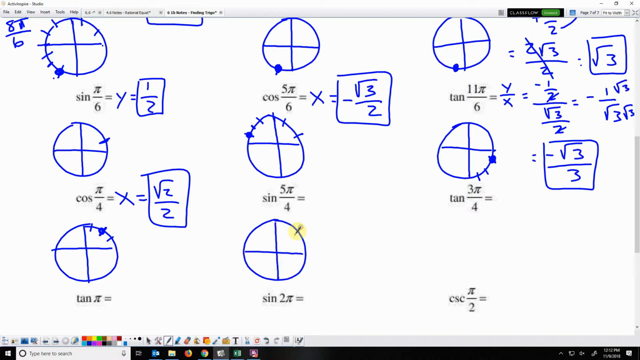Five pi over 4, 1/4, 2/4, 3/4, 4/4, 5/4. Sine is the y value. There's spots here and here. That is the second position down from here. First, second position down. So second position is root 2 over 2, and since it is down, it is negative.